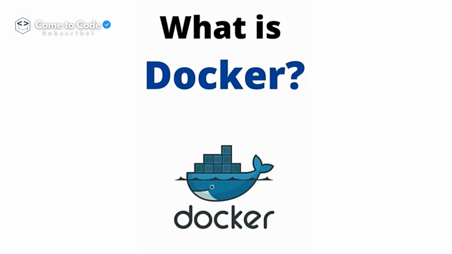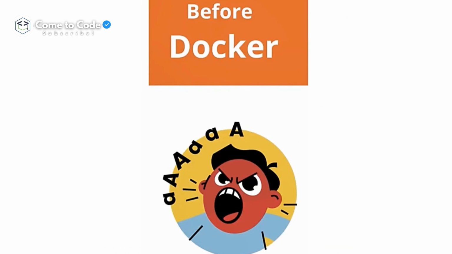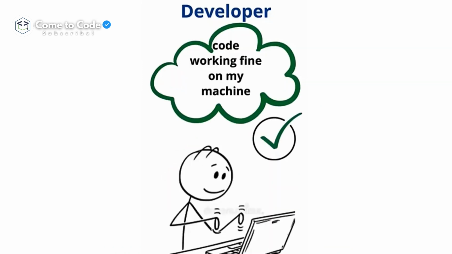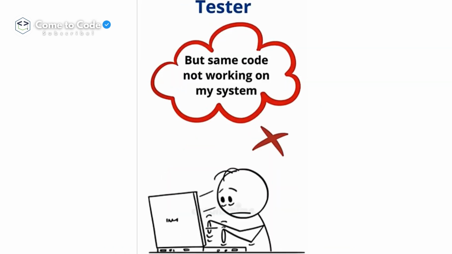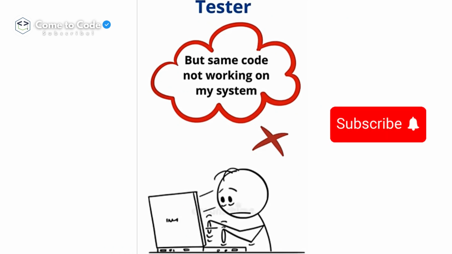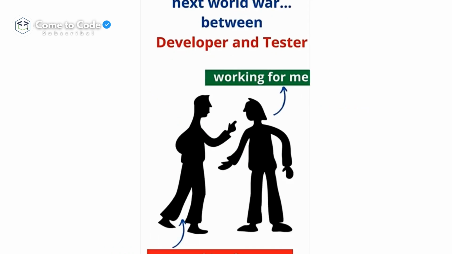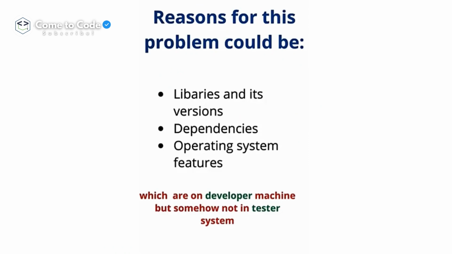So today we are discussing what Docker is, and what was there before Docker. Actually, when a developer works, the code works fine on his PC, but on the tester side the application does not work well. Okay, so a debate starts between developer and tester. What is the reason behind this issue?